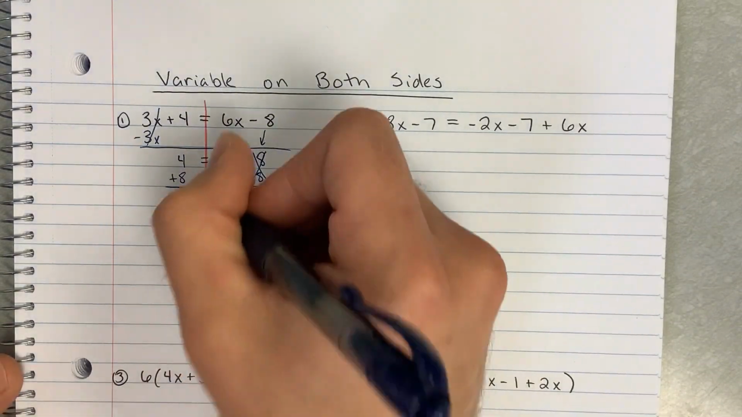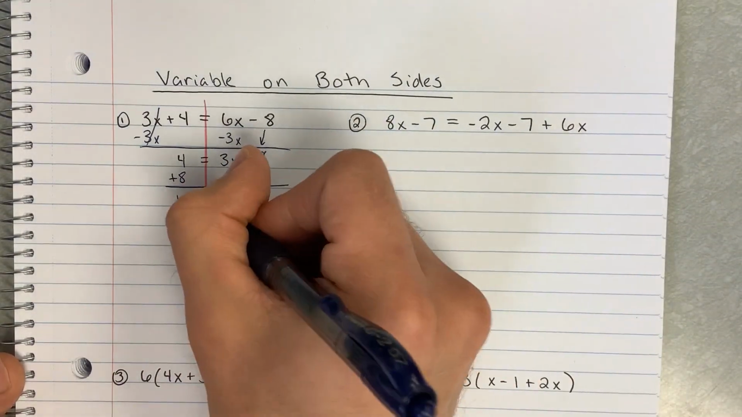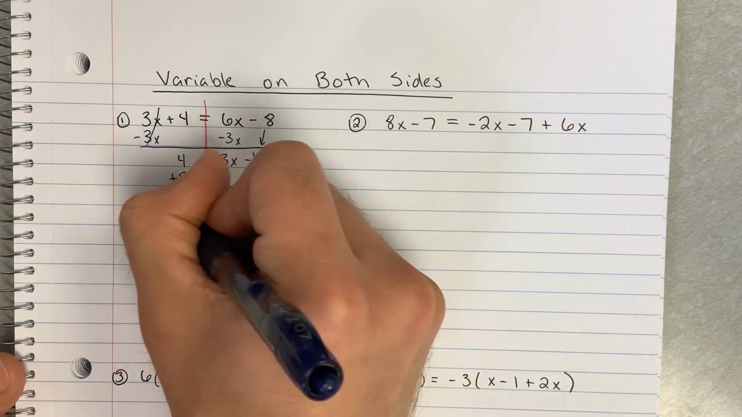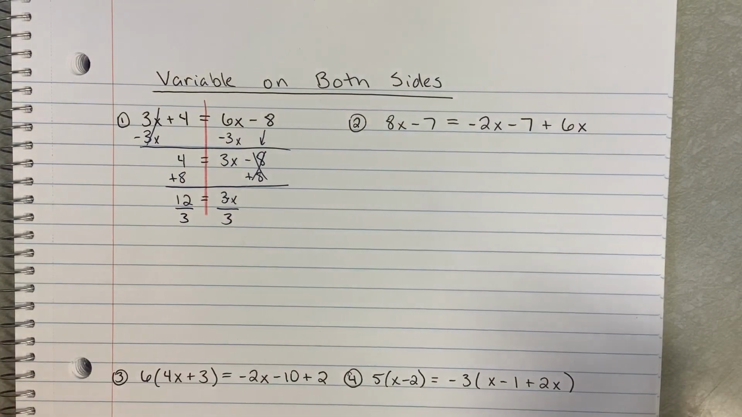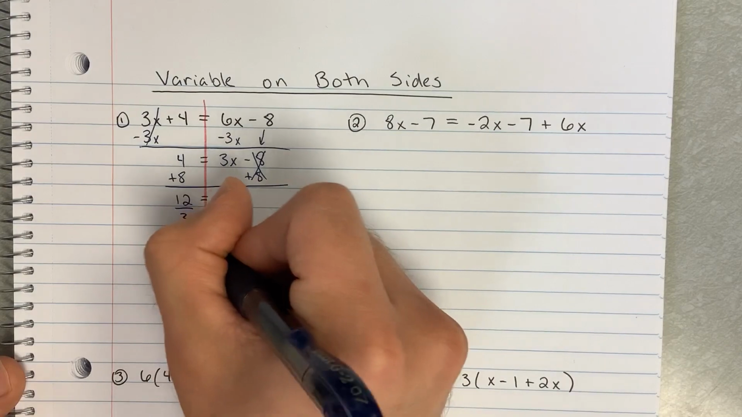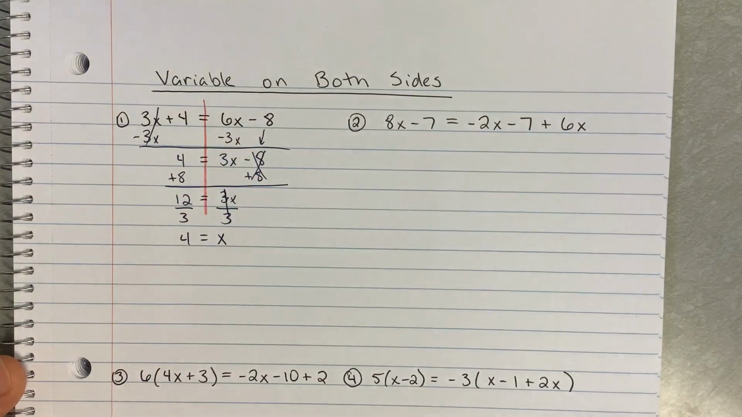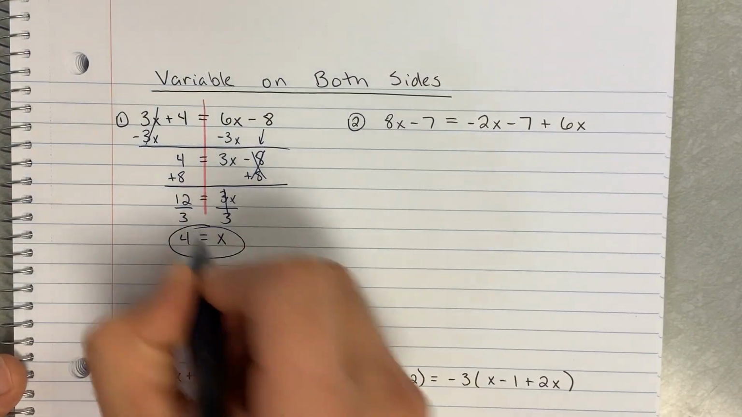Last thing, got my coefficient here. This means 3 times x. The opposite of times is divide. I divide by whatever that coefficient is, which in this case, 3. 12 divided by 3 is 4. My 3's canceled. And there we go.